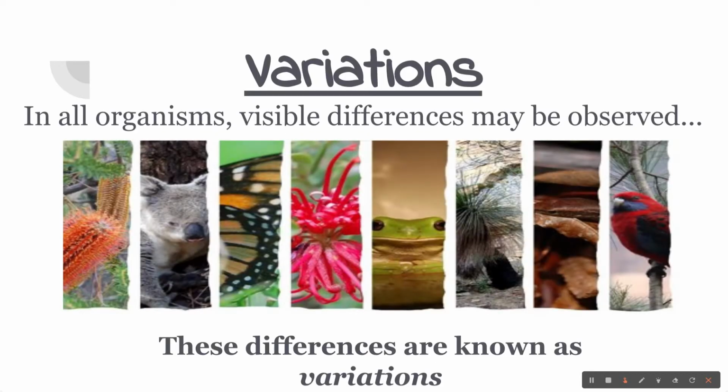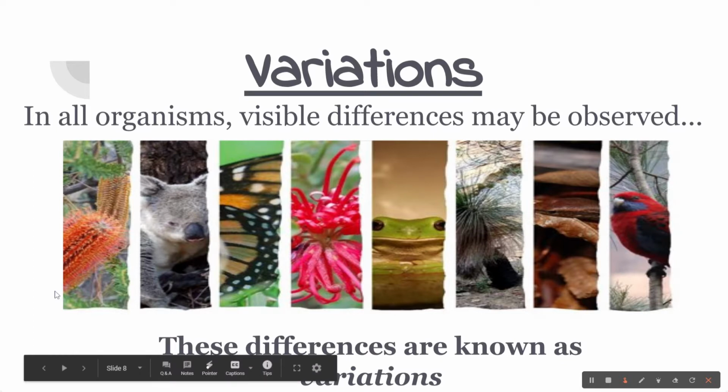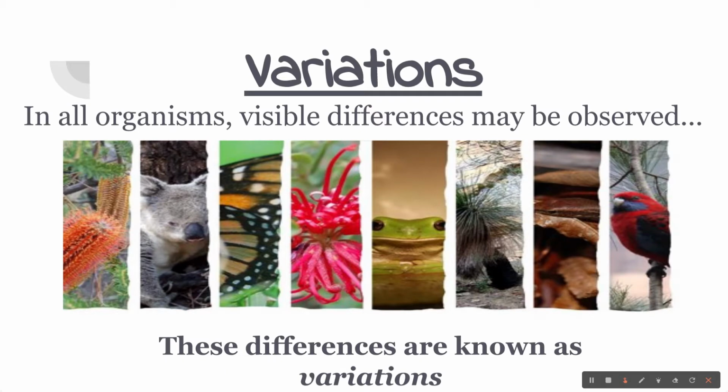So variation. If you notice in all these pictures here, all these animals are different. And visibly different. So like this is a frog. These are like birds, butterflies, koalas, things like that. Visible variation is a visible difference that may be observed. So these differences are known as variations or variation. So the differences between organisms, like the visible differences. Okay.